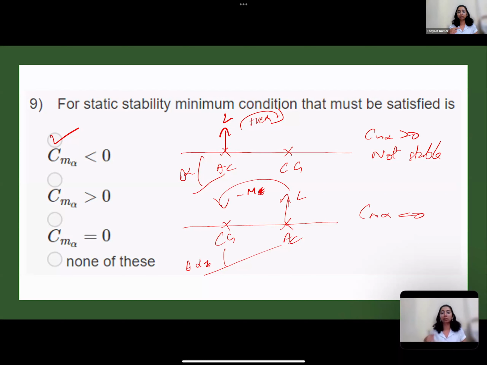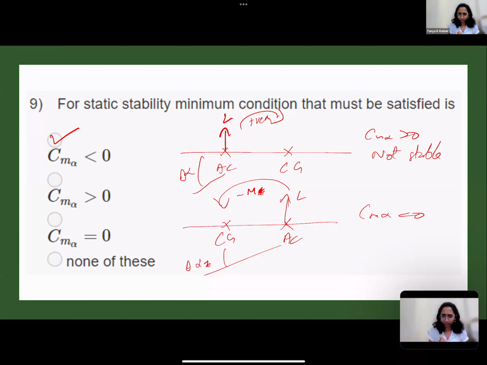Again, how do you come up with these conventions? I remember telling this, but I'll go over it again. Put your thumb along your pitch axis, and the way your fingers curl is the positive moment. So they curl upward, right? So pitch up is positive, pitch down is negative. Is this convention clear?